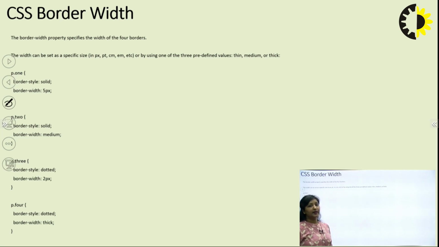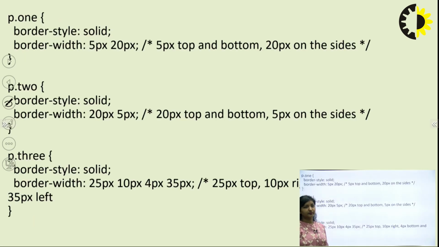Similarly, we can identify the border width as well. For the border width, along with the border style, a width is given, which is 5 pixel, and for this border style 2 pixel. This is how the border thickness can also be given.